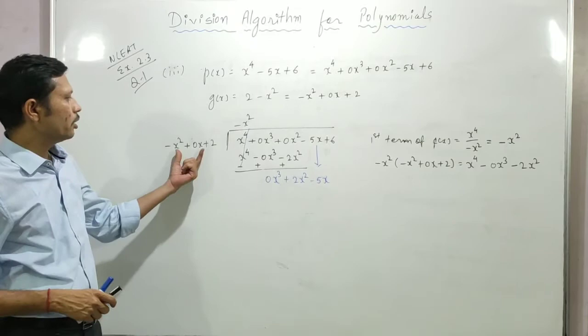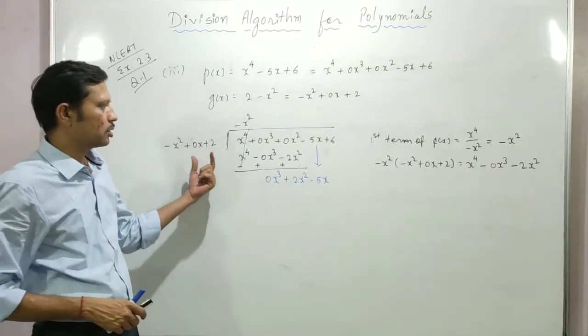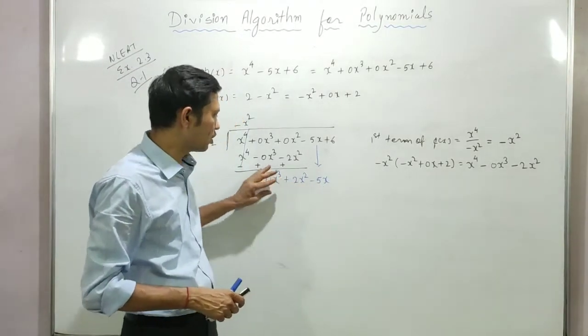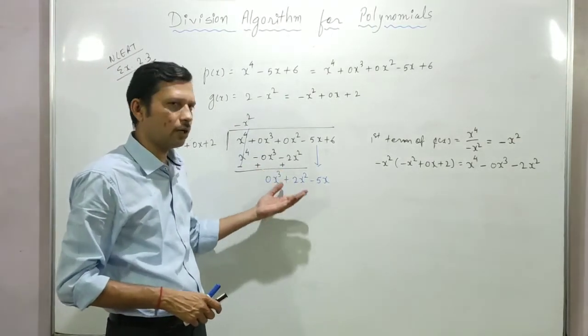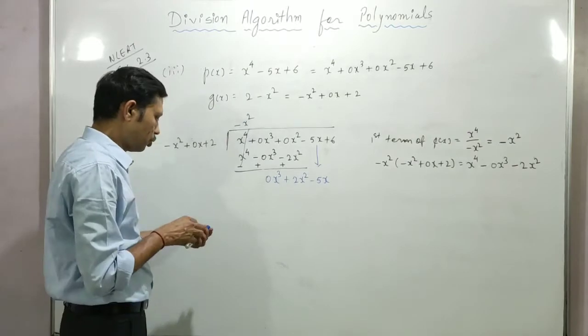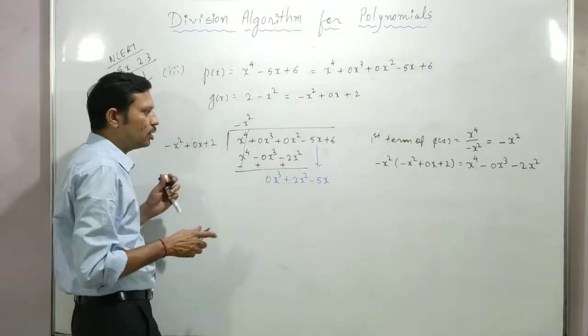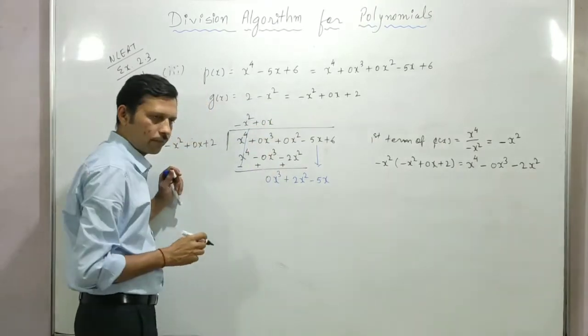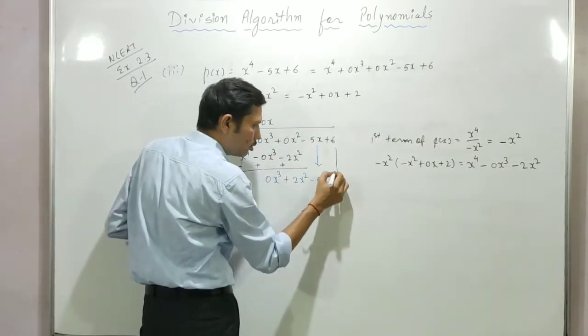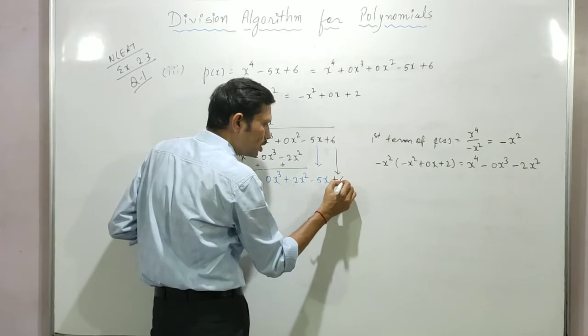In our divisor we have 3 terms and here we have 2 terms, because this one is 0. So it's not making any sense to write down the calculation right now. So no further calculation is possible. We write down this one by the 0x, and we carry the one term, that is plus 6.